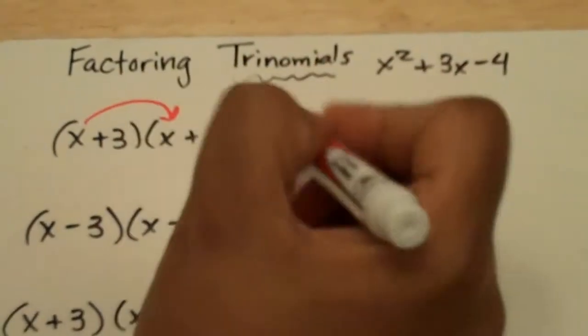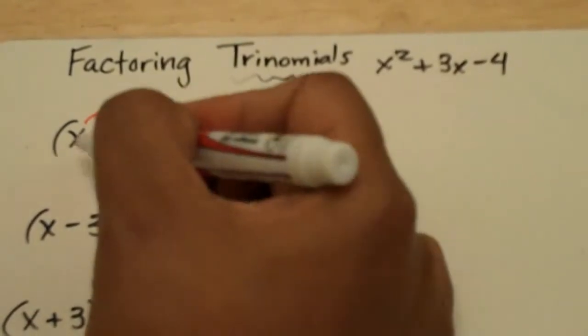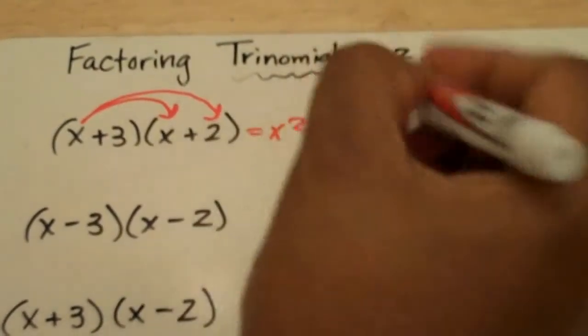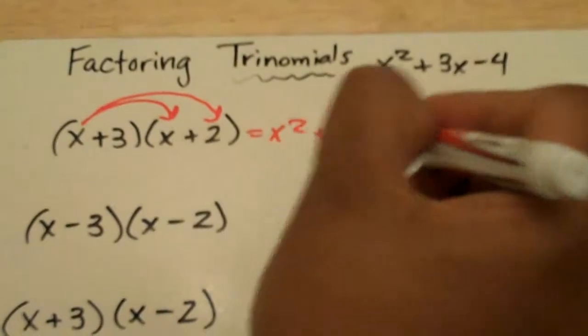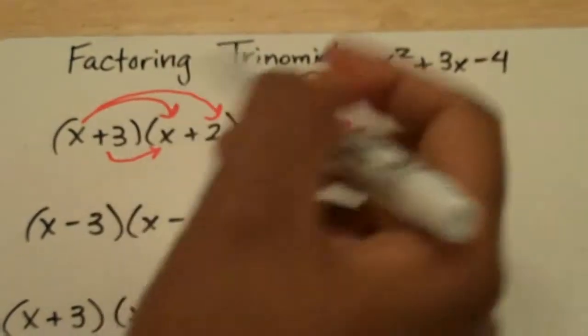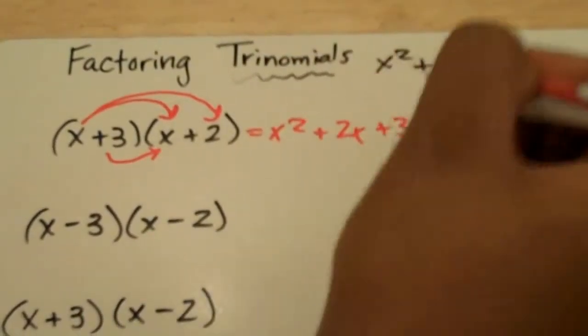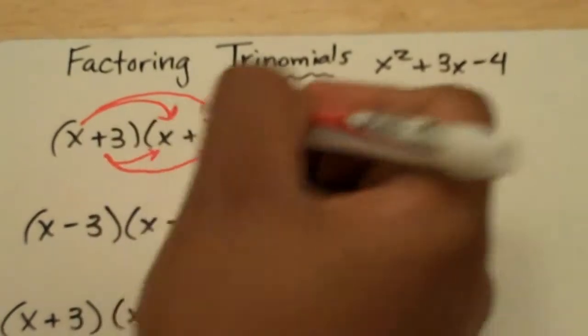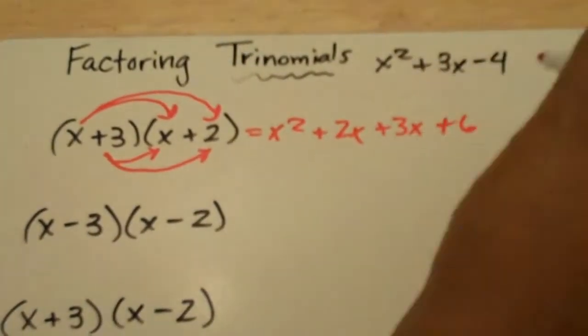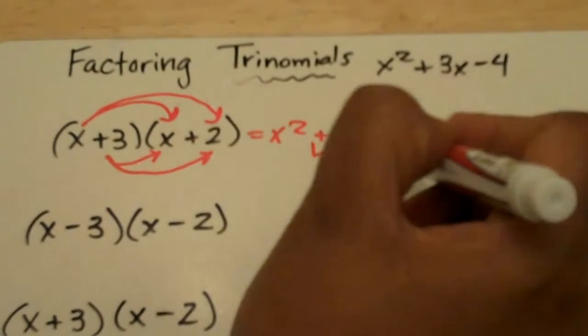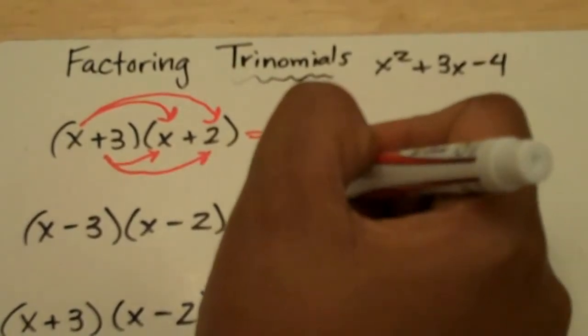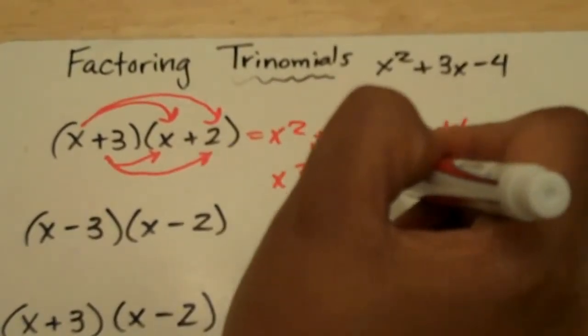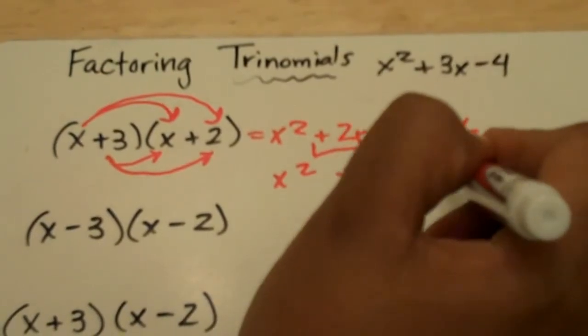We have x times x, which equals x squared, x times 2, which equals plus 2x, 3 times x, which gives us plus 3x, and 3 times 2, which gives us plus 6. And we are always able to combine the two middle terms. So this gives us x squared plus 5x plus 6.